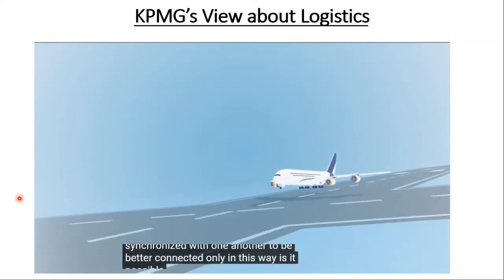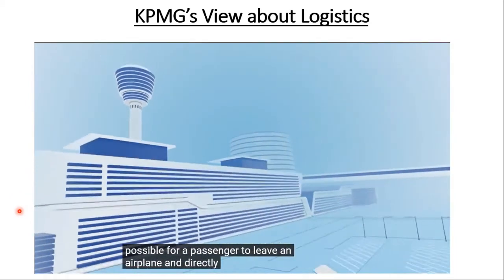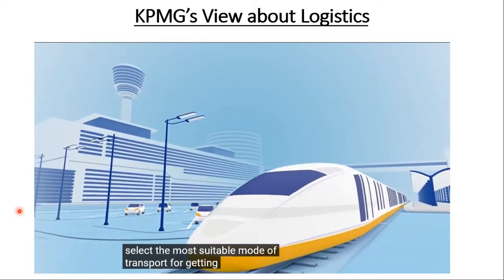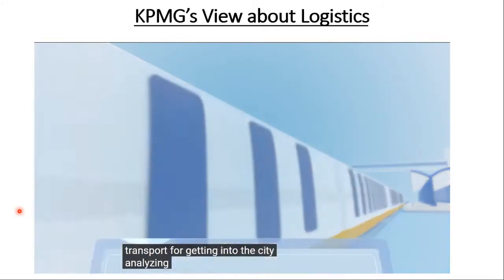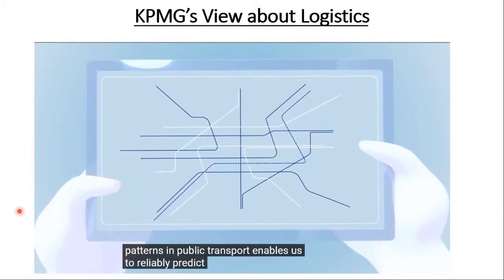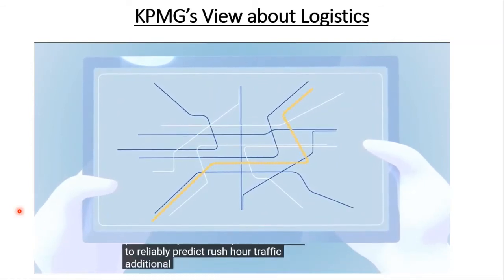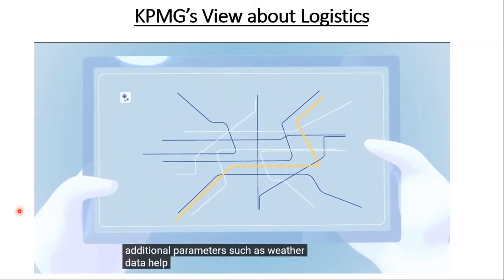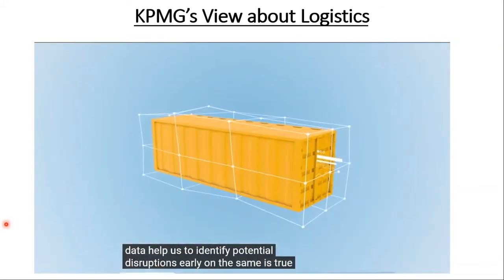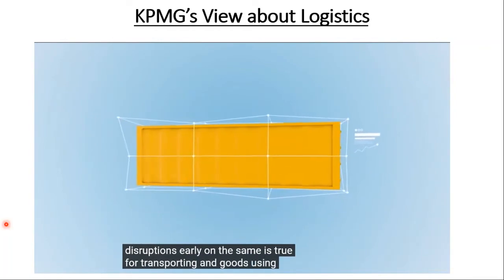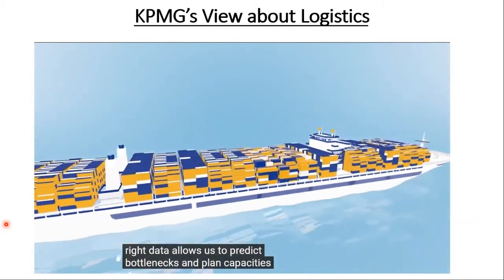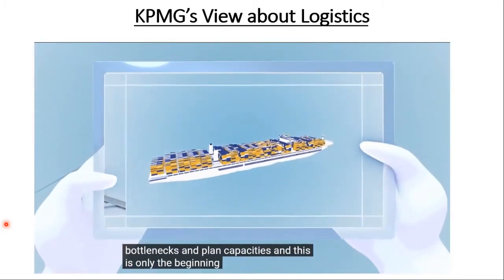Only in this way is it possible for a passenger to leave an airplane and, directly using live data, select the most suitable mode of transport for getting into the city. Analyzing passenger numbers and travel patterns in public transport enables us to reliably predict rush hour traffic. Additional parameters such as weather data help us to identify potential disruptions early on. The same is true for transporting goods. Using the right data allows us to predict bottlenecks and plan capacities. And this is only the beginning.